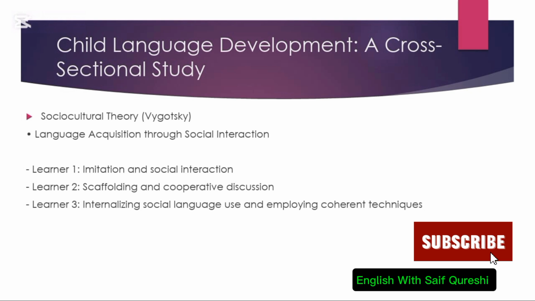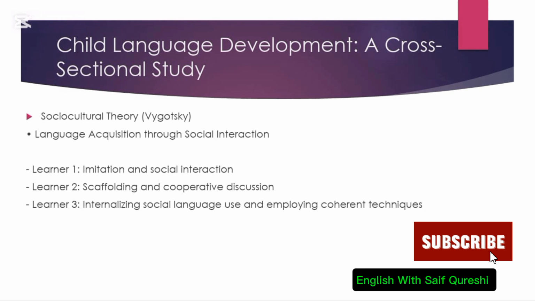So the first point is language acquisition through social interaction. It means that kids learn language through social interactions. They learn language when they interact with others, when they converse with others. For example, as far as learner one is concerned, learner one, imitation and social interaction. Children imitate and interact with others. So when they interact with others, they imitate them. In this way they learn language.